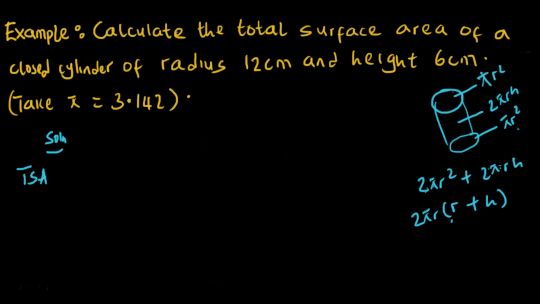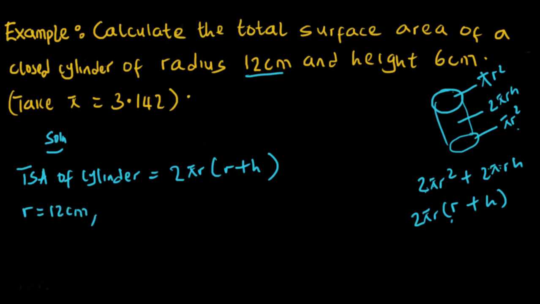So we have total surface area of cylinder equals 2 pi r into bracket r plus h. The next thing you want to do is to outline what you were given from the question. We're told that the radius is 12 centimeters, so r equals 12 centimeters, and we are told that the height is 6 centimeters, so h equals 6 centimeters. And lastly, we're told to take pi as 3.142, so pi equals 3.142. Now we've got to slot this into the formula.